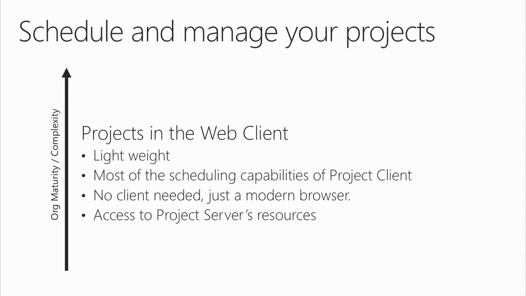The things you don't have. So before I get into that, the things that you do have with the client is that you have access to all the project service resources. So if you have material, work, and cost resources, generic resources, you can use those in the web app, whereas you couldn't in a SharePoint task list. With a SharePoint task list, all you had was really the names of the people within the organization, and that's it.